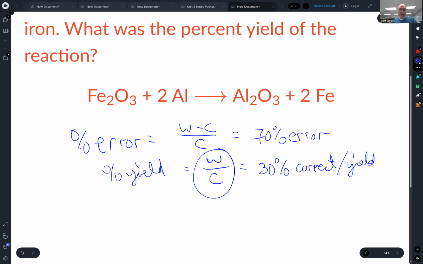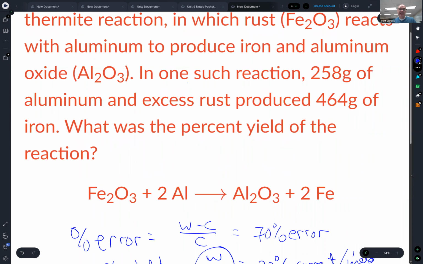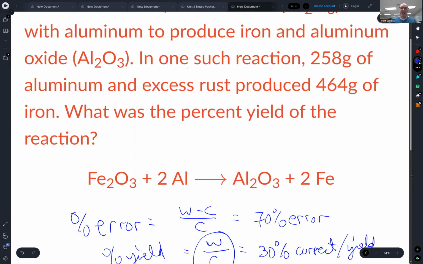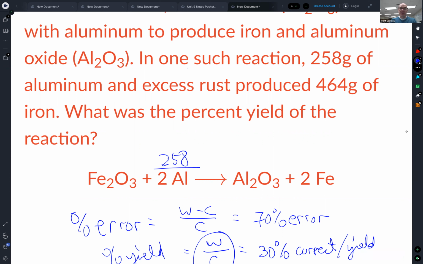All right, but before we get to that, we've got a reaction that says you've got 258 grams of aluminum, and they want to know how much iron is produced. So what we're going to do is we're just going to plug this in as if it were a stoichiometry problem. So I've got 258 divided by 2.